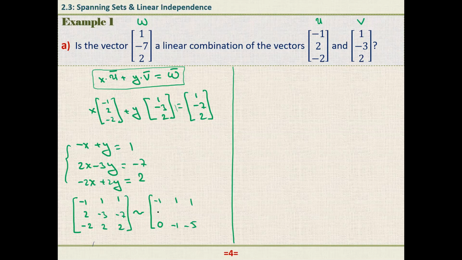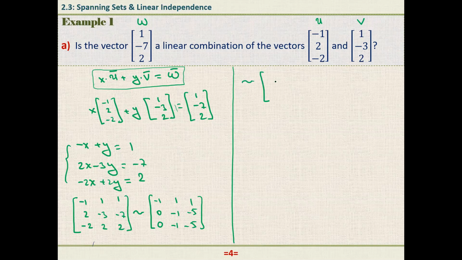Negative 2 plus 2 is 0. 2 plus minus 3 is minus 1. 2 plus minus 7 is minus 5. As here, the second and third rows are the same. If I just multiply the second row by negative 1 and add it to the third row, and after that also add the second row to the first row, what do we get?